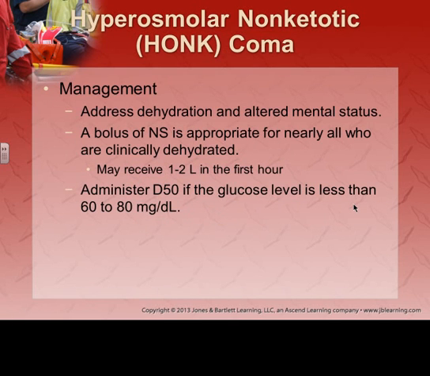So our treatment for any hyperglycemic emergency, and especially DKA and HHNK, is going to be symptomatic treatment, airway treatment, and fluids. In some cases, these patients may receive 1 to 2 liters in the first hour. They say administer D50 if the glucose level is less than 60 to 80. I don't know where that came from. All right? I've never seen a hyperglycemic patient with a hypoglycemic. Other than, it just occurred to me, what they're saying is not even related to y'all.